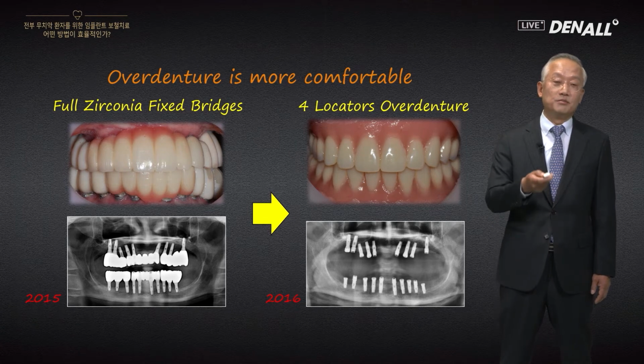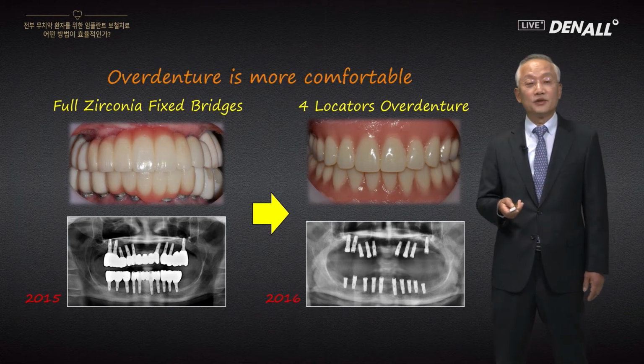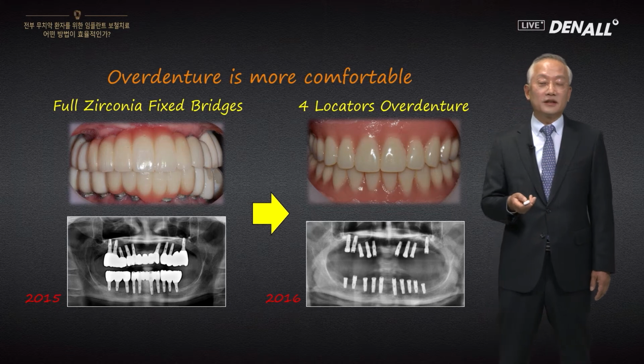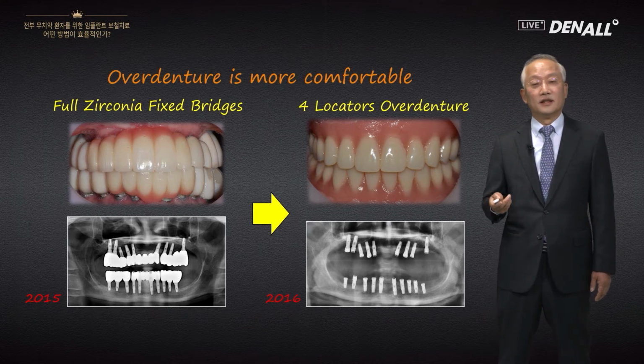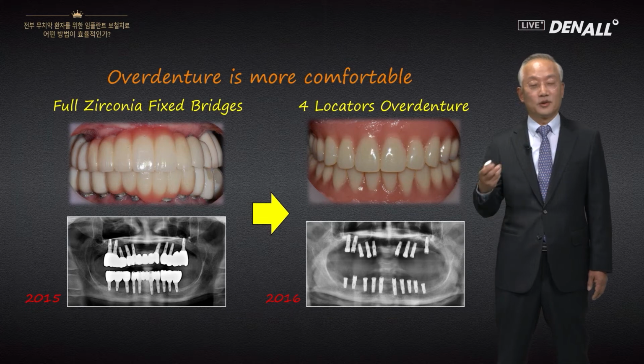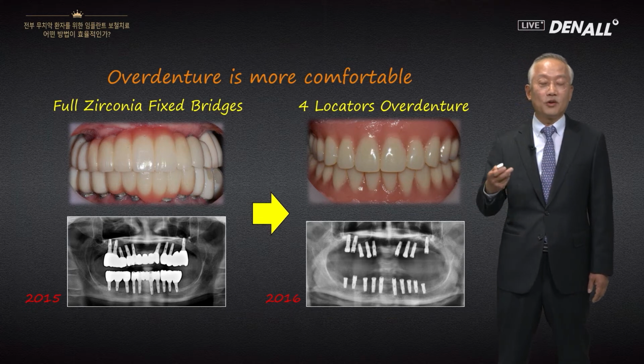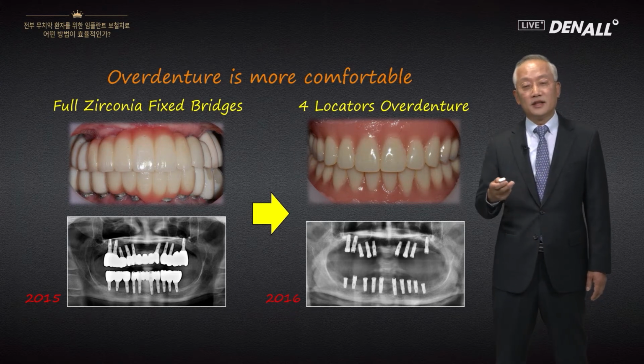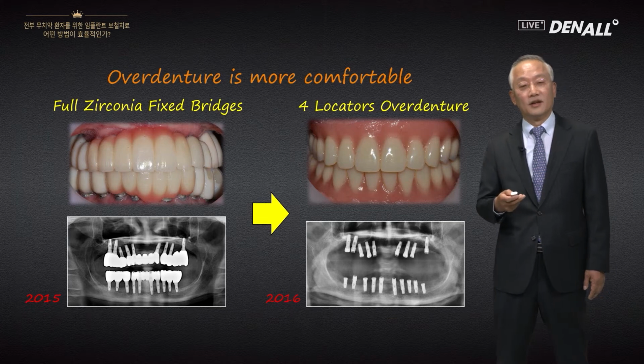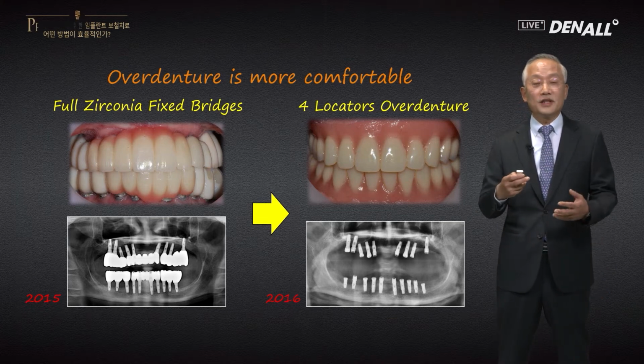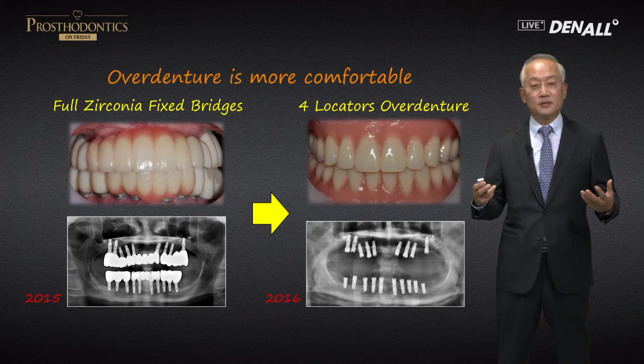This is the first case that I've shown you, and originally I provided a fixed restoration. The patient was very happy. The patient went out to eat meat and hang out with friends, and was very happy for about a year. And after that, the patient came back. For aesthetic reasons, the fixed prosthesis was slightly bulky.